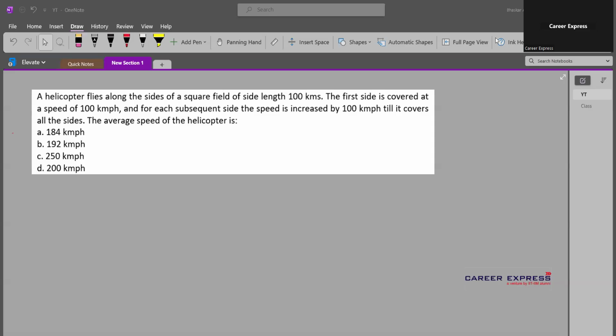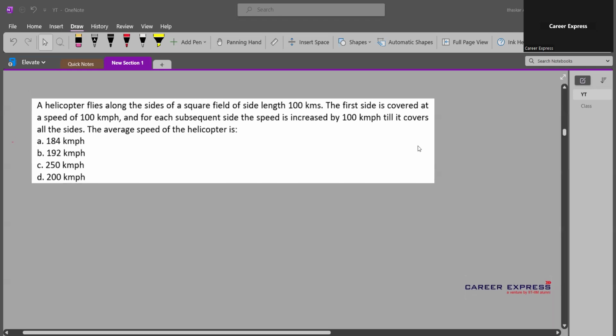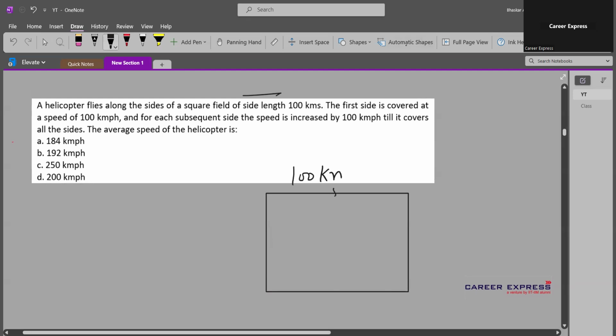This question is from IPMAT Indore 2023 paper QA section. So the question is from time and distance. A helicopter flies along the sides of a square field of side length 100 kilometers. So let's make a square field. Now the sides are 100 kilometers. This diagram may not be to scale, but all the sides are 100 kilometers.